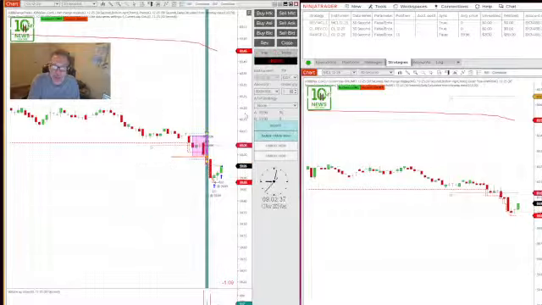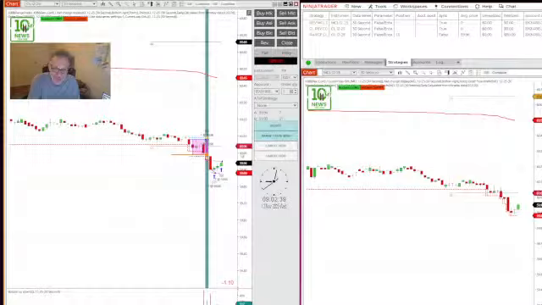All right, so look, we made 8 ticks and then it changed direction. And because my stop was moved to safety, it took me out. It doesn't mean it might still go back down.